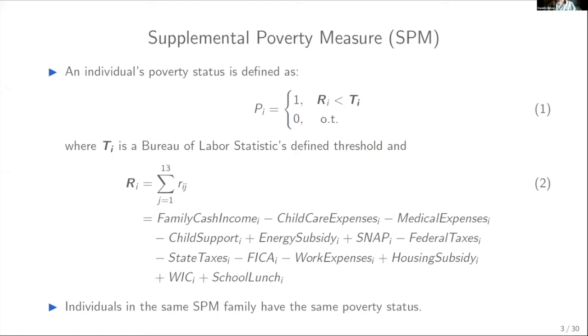So in the more official definition, in equations 1 and 2, an individual is in poverty, according to this measure, if their resource summation falls under a threshold defined by the Bureau of Labor Statistics, which is adjusted for an individual's family size and geographic location. And an individual's resource summation includes all of the components that were in the previous infographic. So not only family cash income, but any necessary expenses and government subsidies.